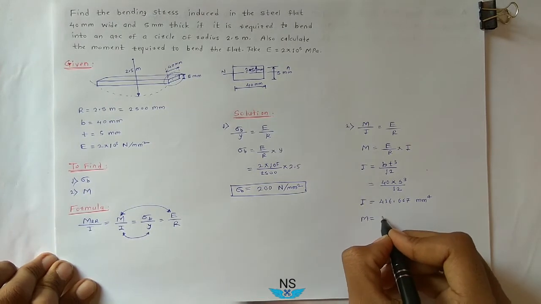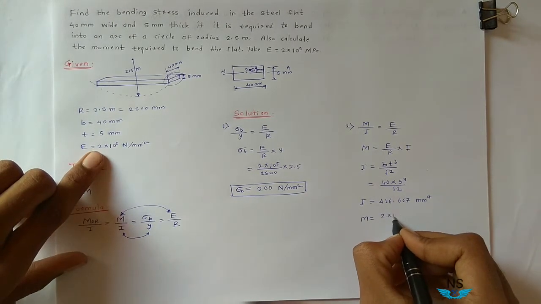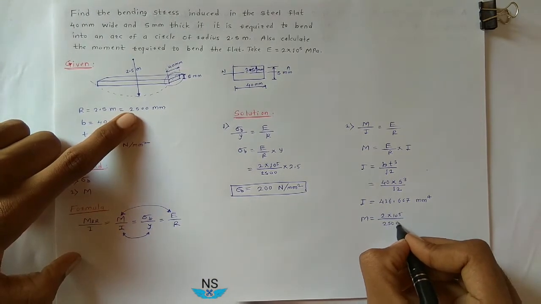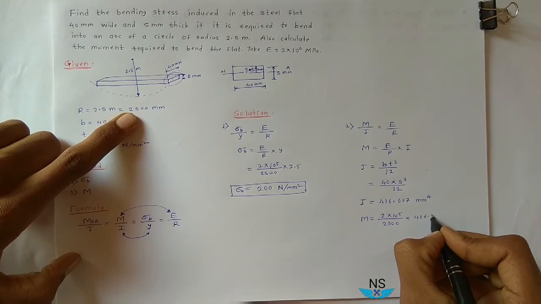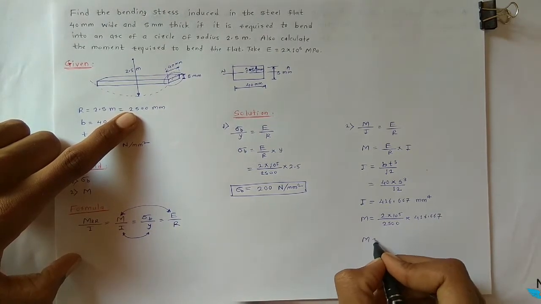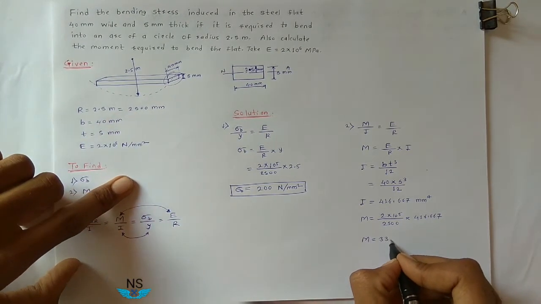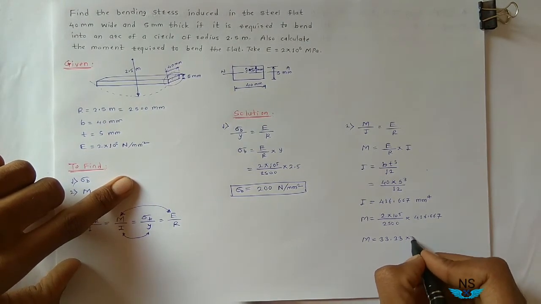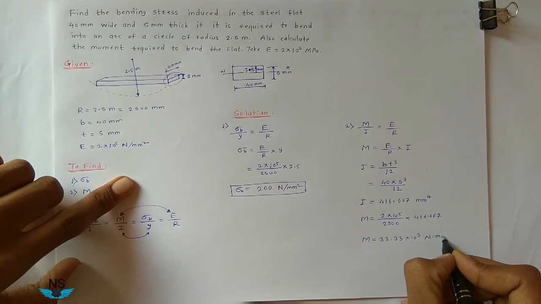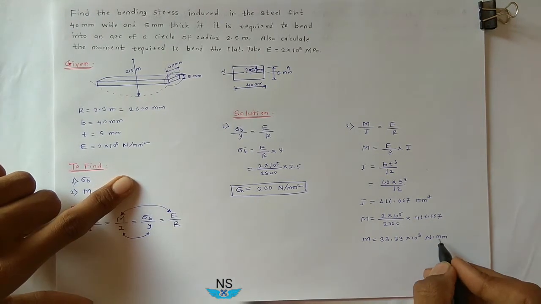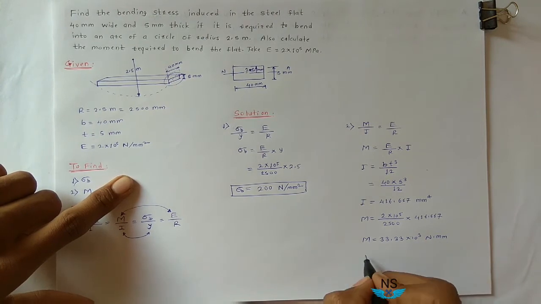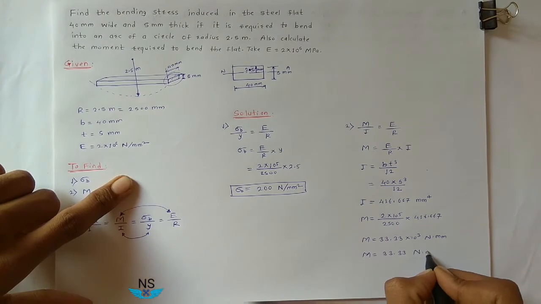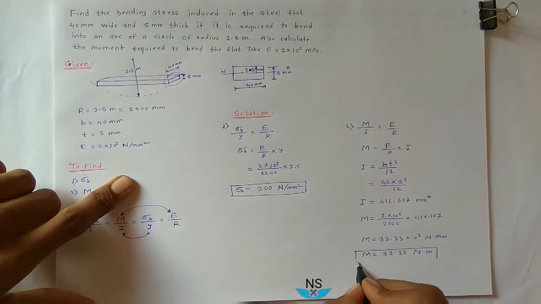Now M is equal to E, 2 into 10 raised to 5, divided by R, 2500, into 416.667. So M becomes 33.33 into 10 raised to 3 Newton mm. For Newton meter, divide this answer by 1000. So M is equal to 33.33 Newton meter. This is our required answer.